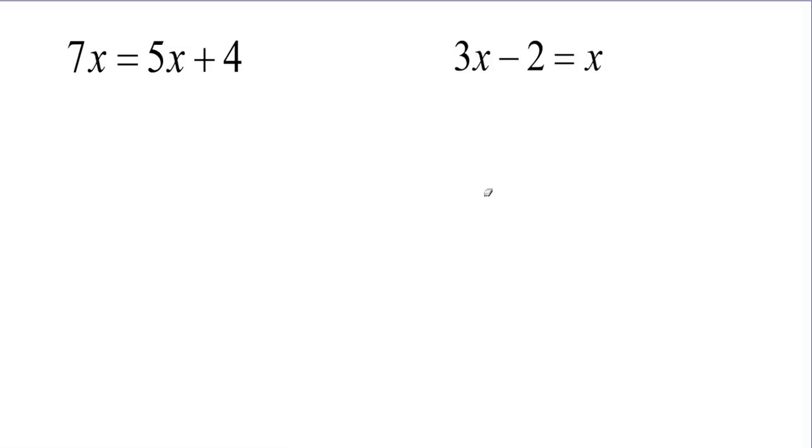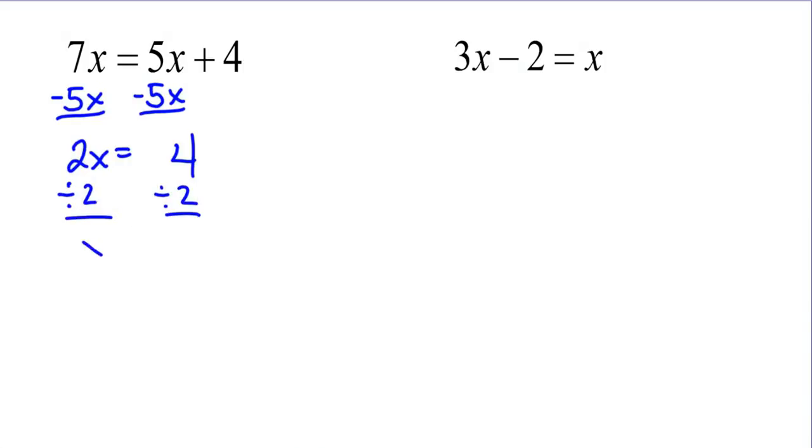So I want to eliminate one of these terms with the x's in it, and I've got 7x's on the left and 5x's on the right. Well, the 5x is the little guy, so I'm going to eliminate the 5x by taking 5x away. So I have to take 5x away from the left-hand side of my equation as well. 7x minus 5x is 2x. 5x minus 5x is 0, and 0 plus 4 is 4. So I have 2x equals 4. Dividing by 2 will then solve this equation.